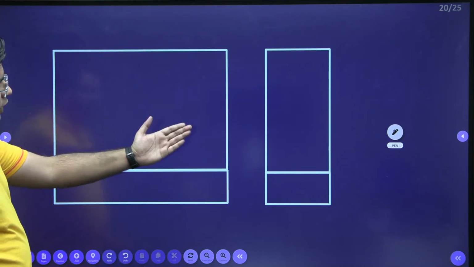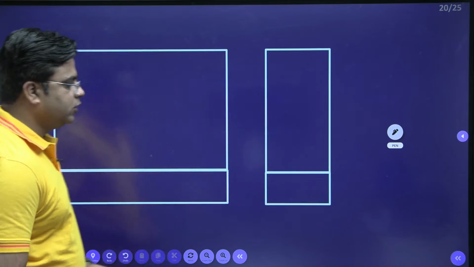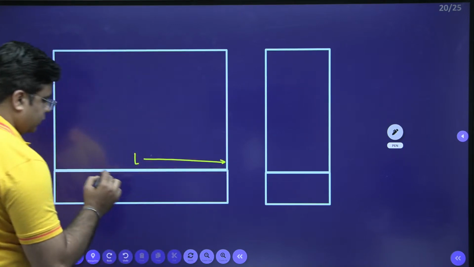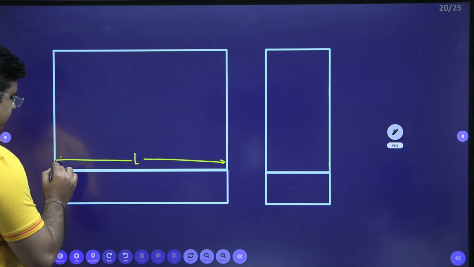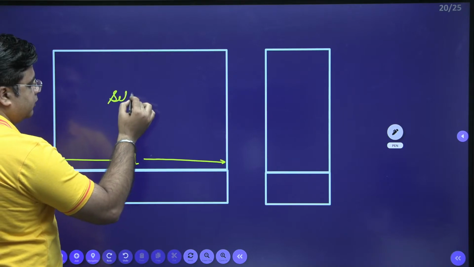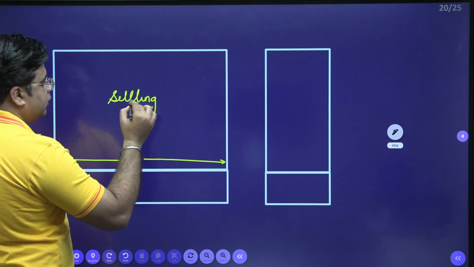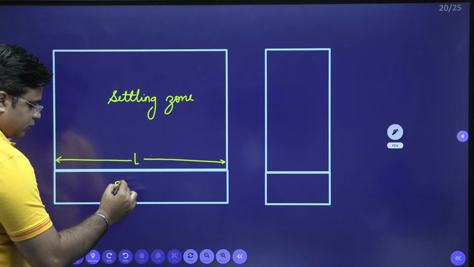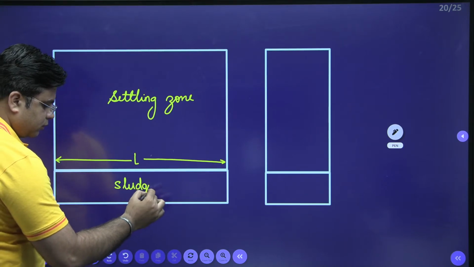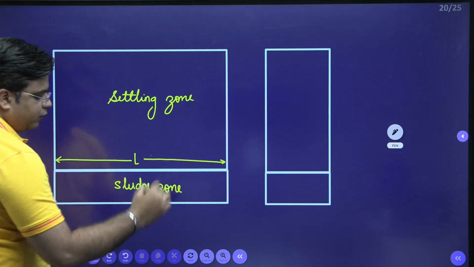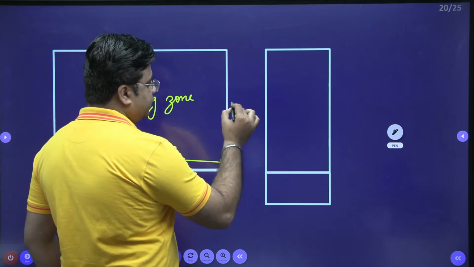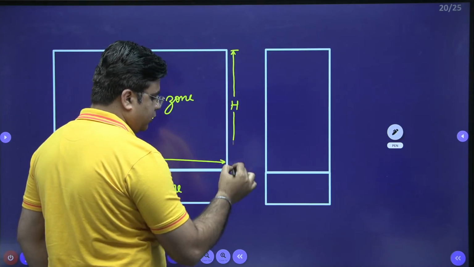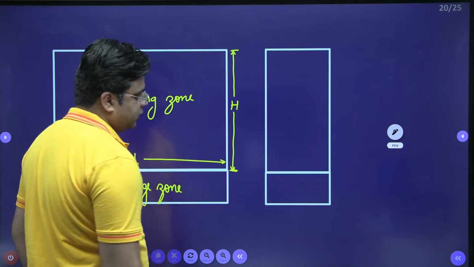So this is my longitudinal section and that is my cross section of the horizontal flow type tank. The length of the tank is L, and this is known as the settling zone. Then you have the sludge zone. The height of the settling zone is capital H, right?